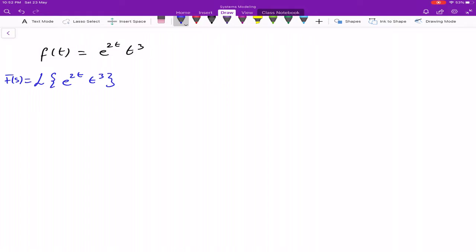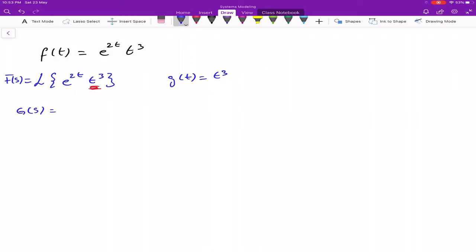Now what we need to do is identify what is our g of t, and it's always easier. You take your g of t to be this function. Don't take the e to the 2t, because your exponential function, e to the something, allows you to shift, meaning that you need to find the Laplace transform of this and just shift it. So here we can see that our g of t is equal to t to the third, and what we need to do is get the Laplace transform of that.